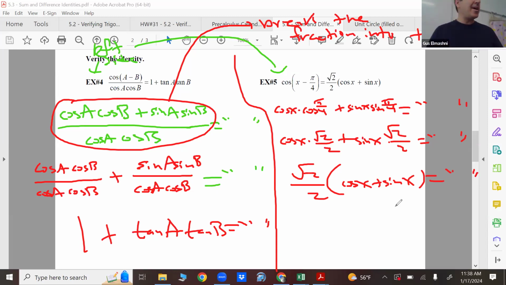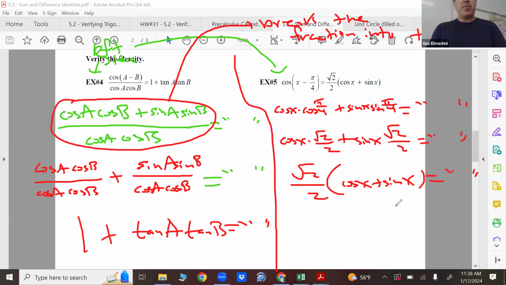Choose one side. Use the forms I'm giving you. Make sure the left side equals the right side. Yeah, and just apply it. That's all you're doing. But get a little creative sometimes.